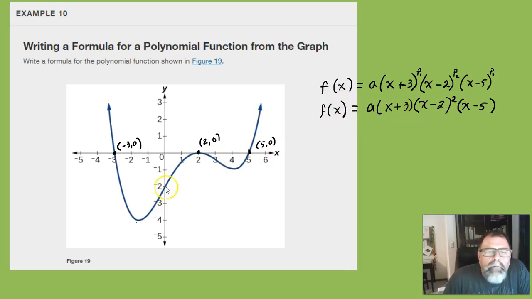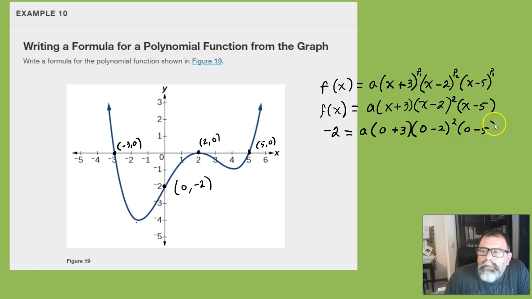Let's see, now we have this y-intercept, 0, negative 2. So if I put in 0, f of 0 is going to be negative 2, and then I can figure out what a is. So we're putting in 0 for x, and that will get us the y coordinate, which would be negative 2. And then we just solve this.